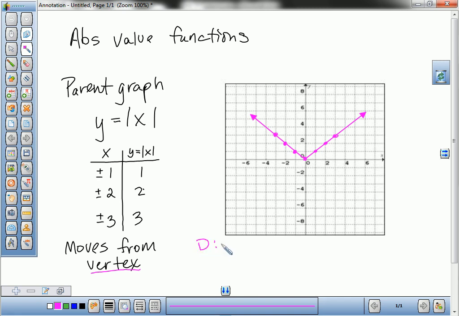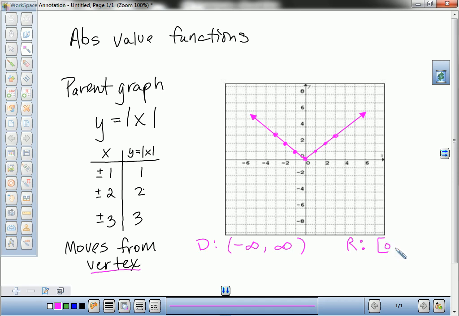Do you see that this graph looks like it's going forever left and forever right? So what would the domain be? Negative infinity to positive infinity. But for the range, it doesn't go completely up and completely down. It has a lowest point. So it goes from 0, and then it goes up forever, positive infinity. So range is your y values, bottom to top. So the lowest y value is 0, and then it goes up forever.